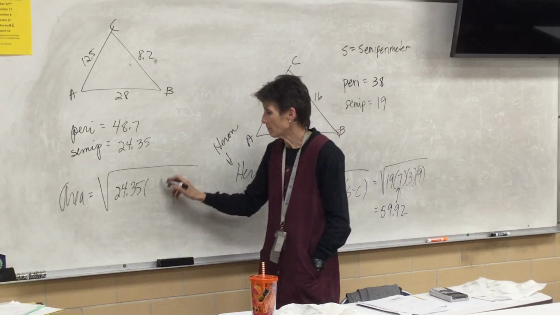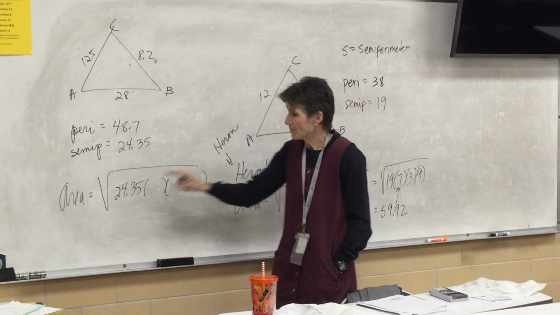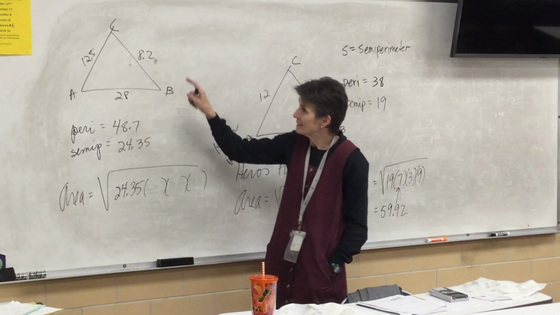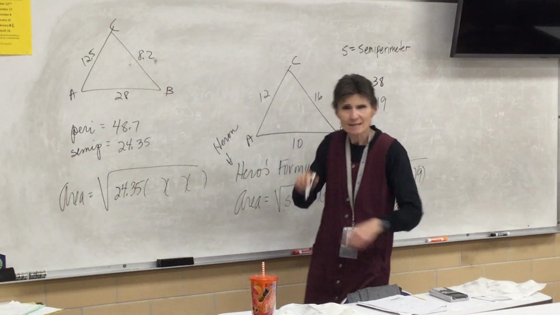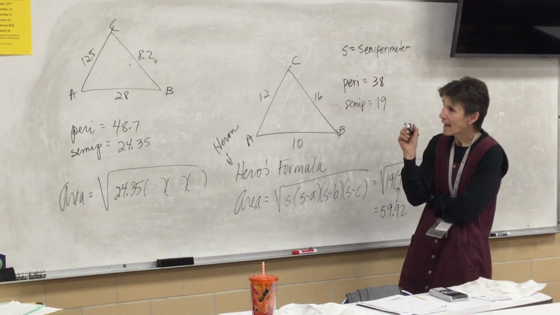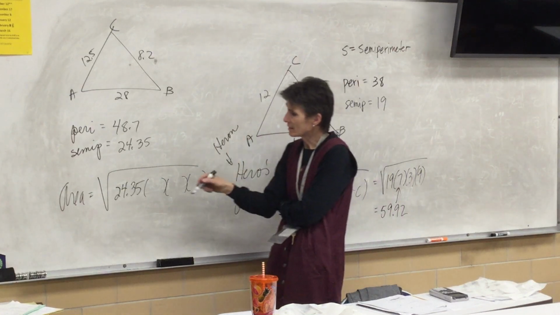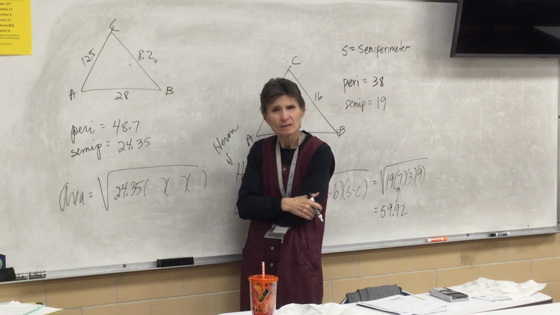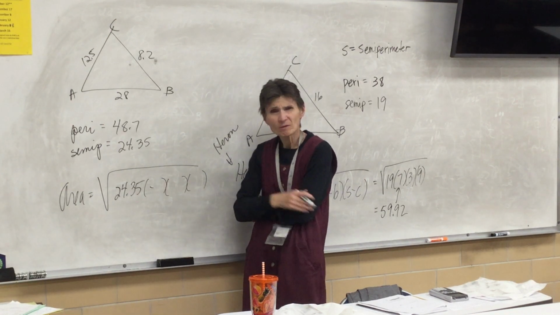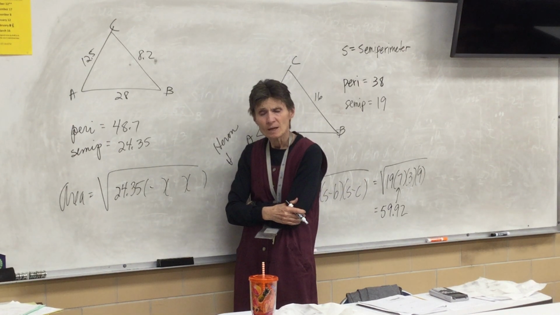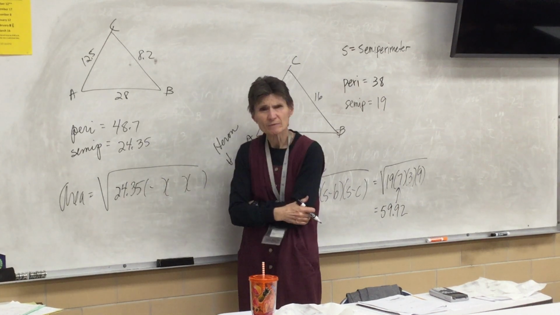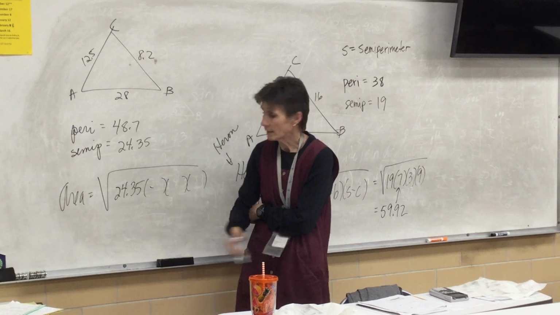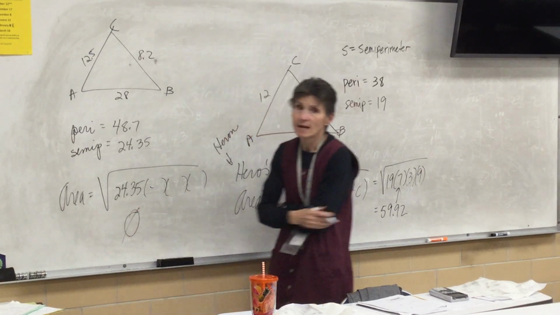And then the other numbers are that minus each side. Wait a second. What happens when you take 24.35 minus 28? Don't you get a negative something or other? And what happens when you take the square root of a negative? It's imaginary. Guess what? This triangle does not exist.